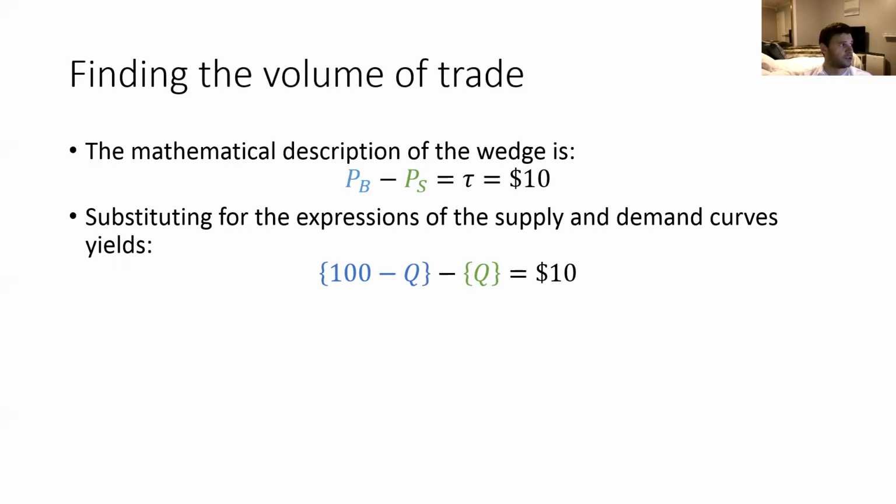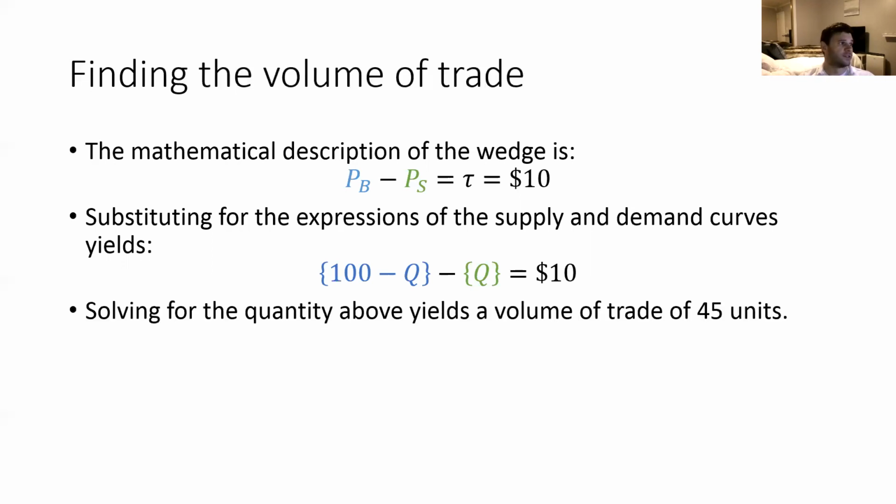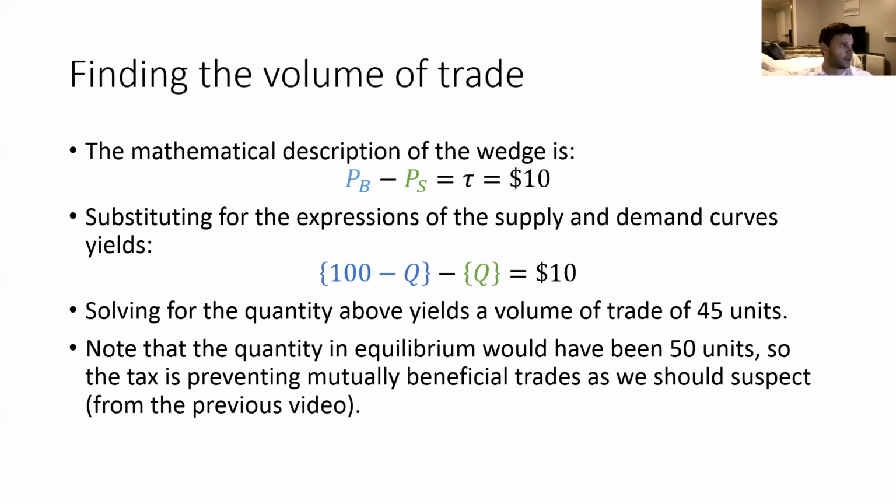Okay, so if I add the two Q's over to the right, subtract the 10, I result in 2Q equals 90. Dividing through by 2 yields the volume of trade under the tax, which is exactly 45 units. Okay, so the thing to notice now is that our result makes sense, hopefully from the intuition that's been developed. The unrestricted equilibrium quantity in the absence of the tax would have been 50 units. So it looks like the tax here is blocking 5 units of trade that would have been mutually beneficial, would have enhanced surplus. It would have increased the economic pie.